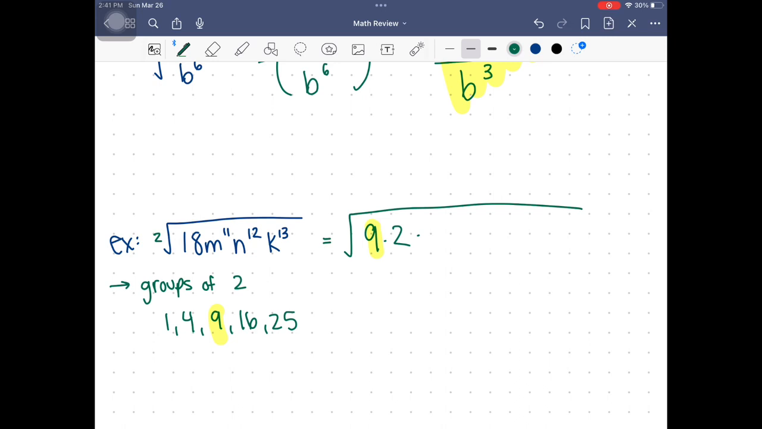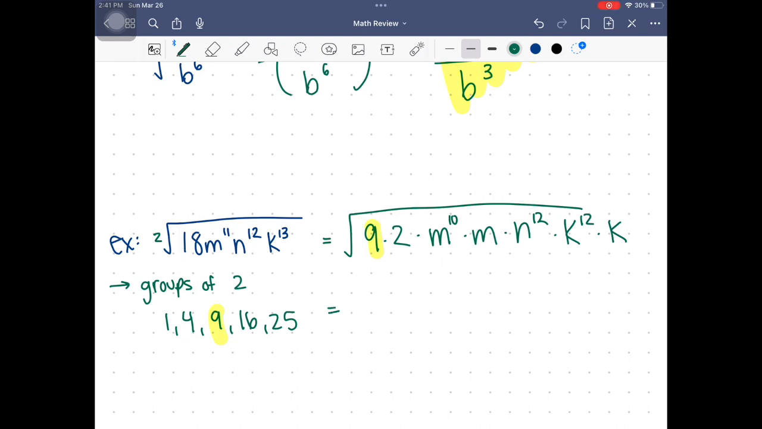okay? So here's another way that we could do it. I'm going to do m to the 10 times n. The reason I did that is I need them to equal 11, okay? The next one I can do is n to the 12th is already even, so I can leave it. And then k, the closest I could get is 12, and then times another k. Again, I want them to get in groups of 2, or multiples of 2.